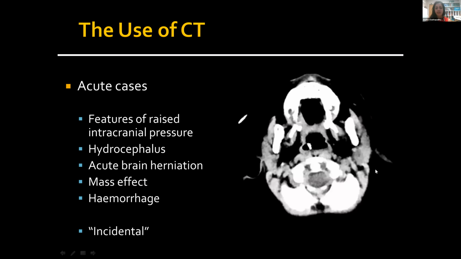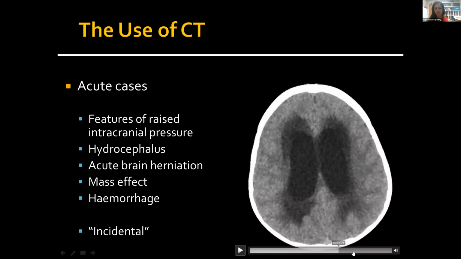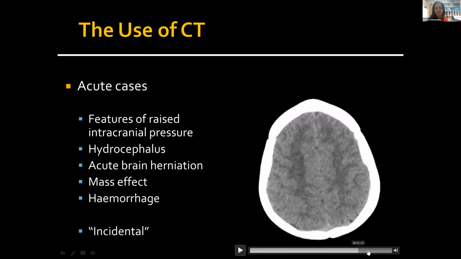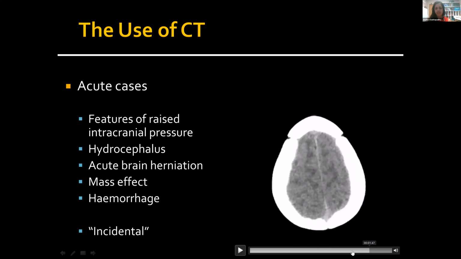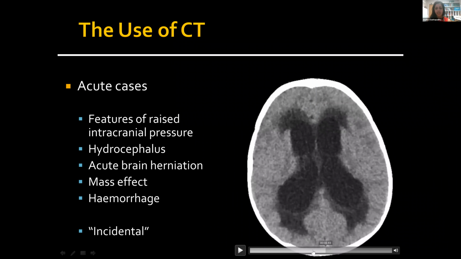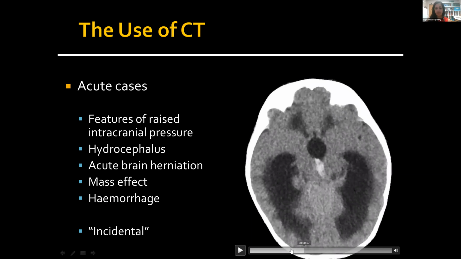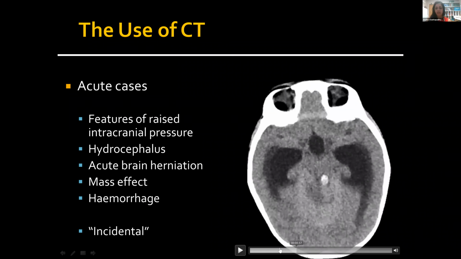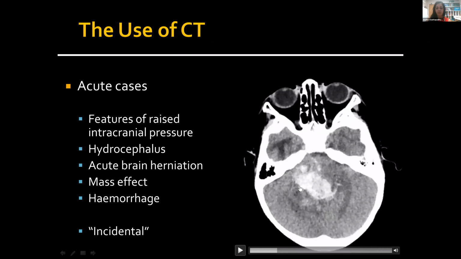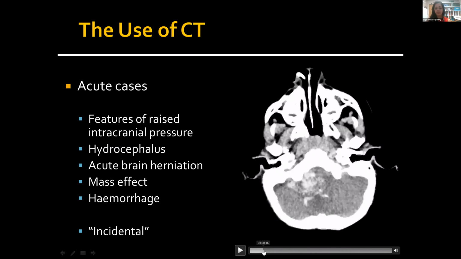CT is also very useful for looking for hemorrhage. So again, we've got a child with quite marked ventriculomegaly and loss of the CSF spaces in this case. And as I scroll down to the posterior fossa, we can start seeing hemorrhage in the ventricles. And if I go all the way down, we can see that we've got a hemorrhagic abnormality in the posterior fossa there, with hemorrhage into the extra-axial spaces too.